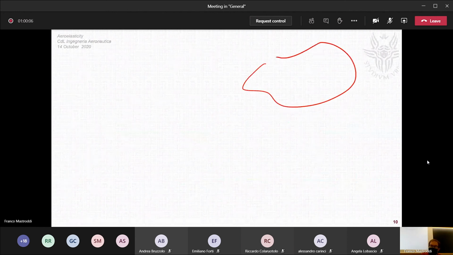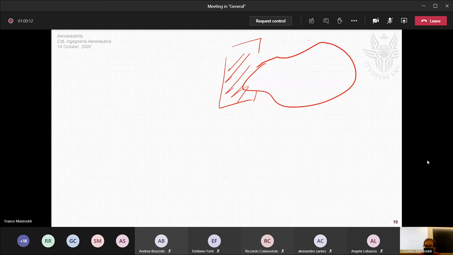What about my physical load? I have a body, a generic body like this. Excuse me for my drawing. It's very generic, and I have a surface force like this, force per unit surface, and this force field is T.